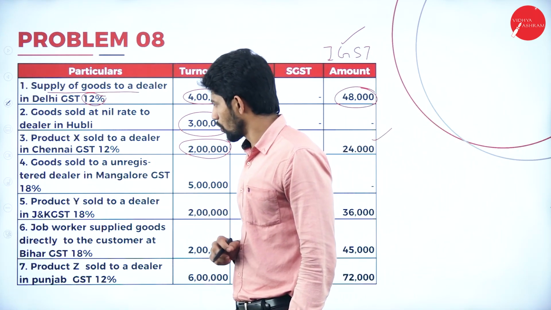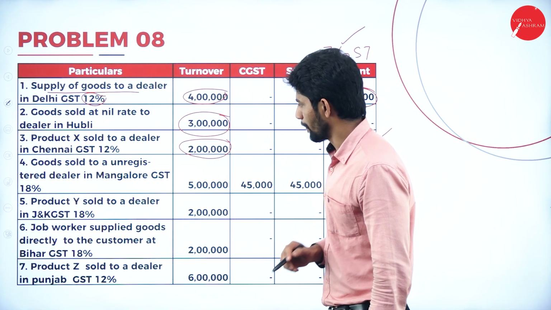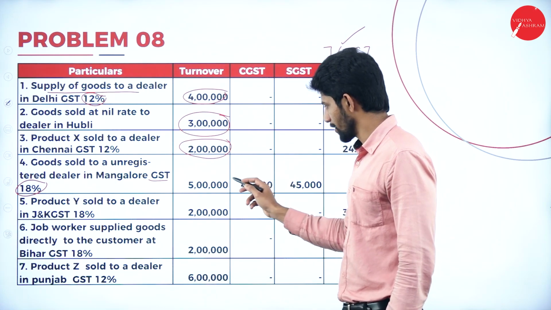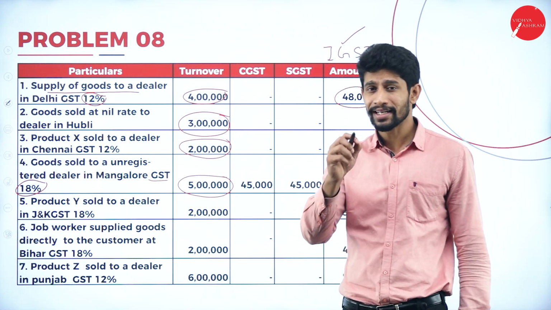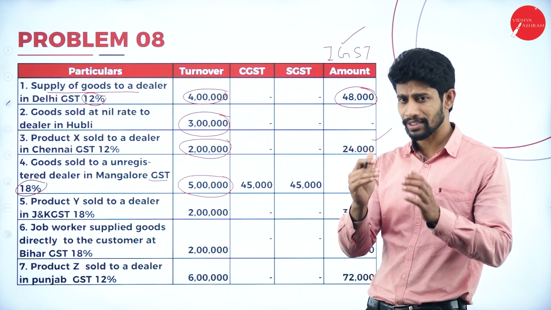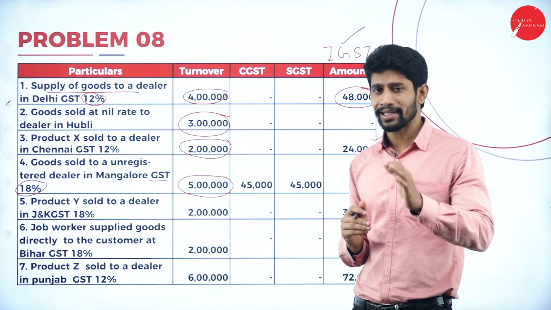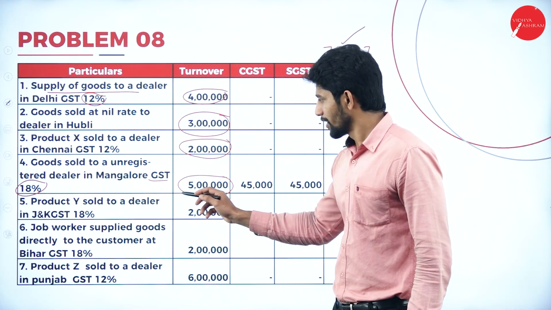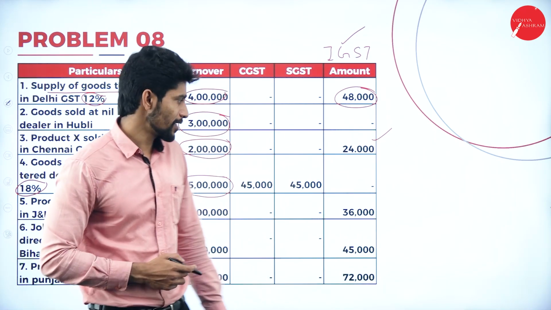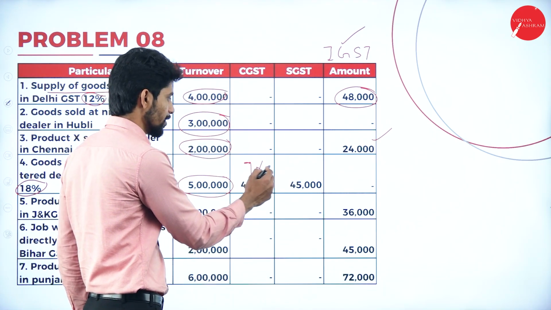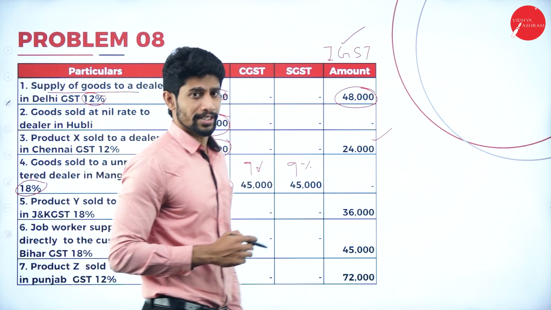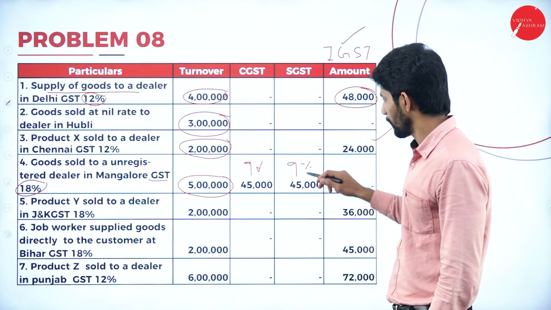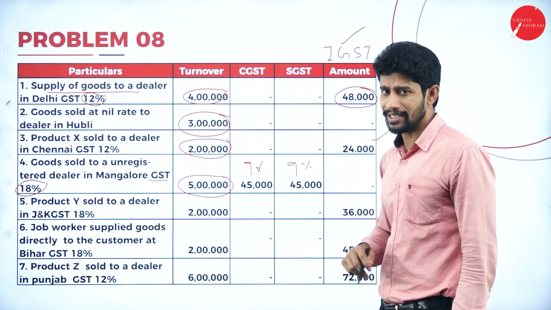Next, goods sold to an unregistered dealer in Mangalore, GST 18%. Yes, it is also a sales. Goods sold to dealer in Mangalore. The transaction is happening within the state, within Karnataka. So what tax is applicable? CGST and SGST is applicable. So compute 9% CGST, 9% SGST. So 9% CGST and 9% SGST on rupees 5 lakh, you will get 45,000, 45,000, 45 CGST, 45 SGST.